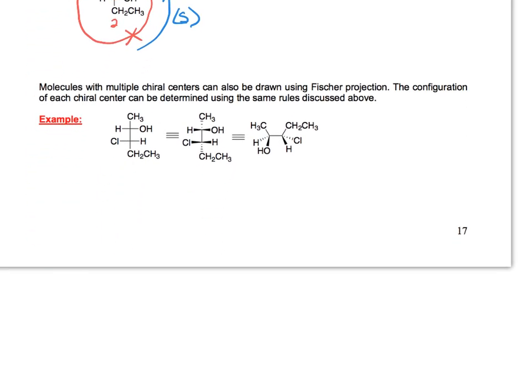If we've got multiple chiral centers in a Fischer projection, these are shown as the following. And the configuration of each chiral center can be determined by using the same rules as above. The rules don't change. We can find the stereochemical designation of this carbon or that carbon using those same rules that we just talked about.